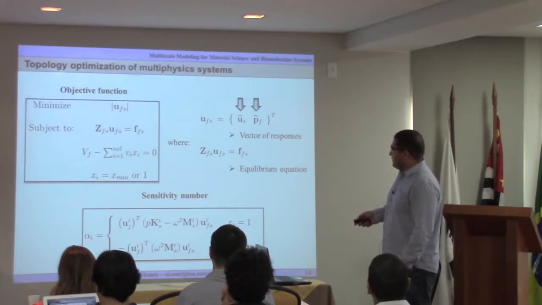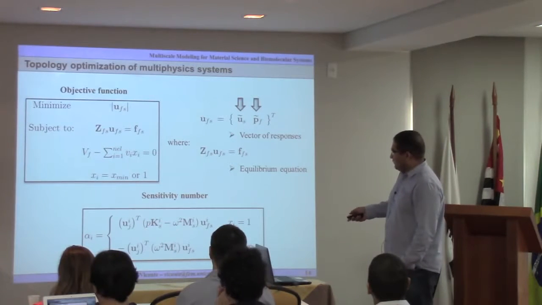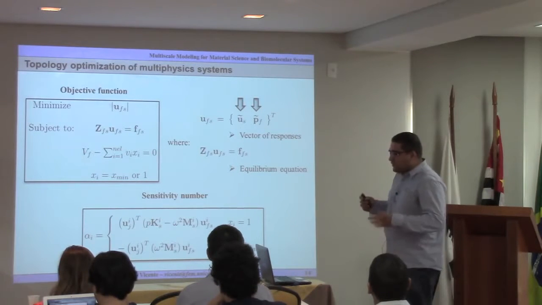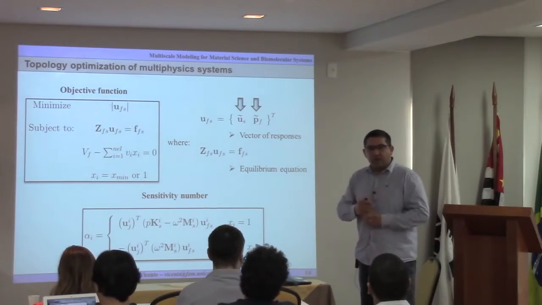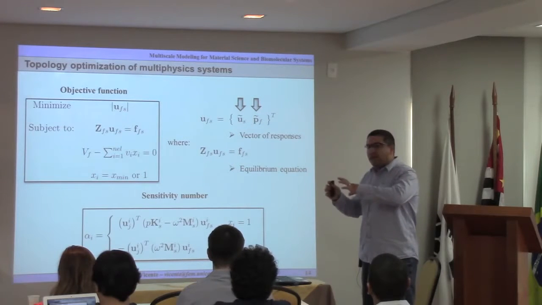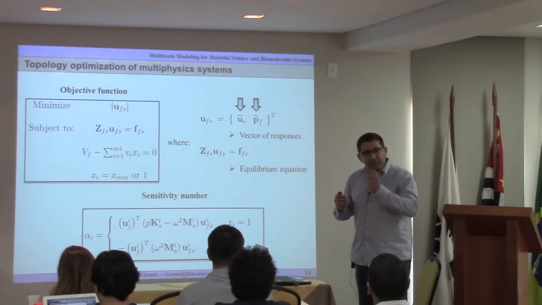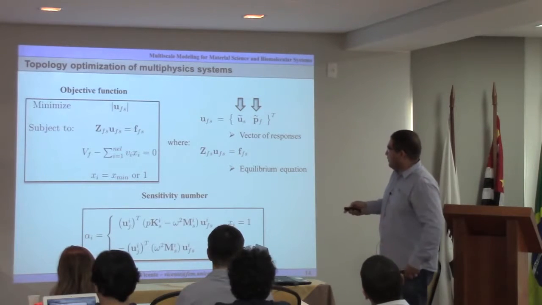Then after doing a sensitivity analysis, we can reach this sensitivity number for the structure. So the idea is the same as was already explained: make the finite element analysis of the system and remove the more inefficient part or material of that system.